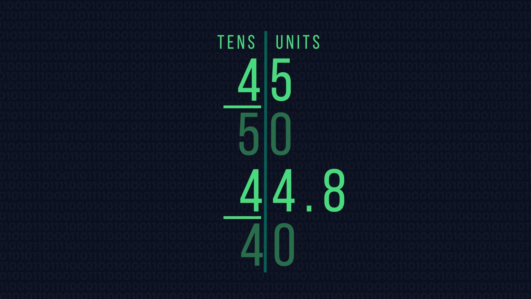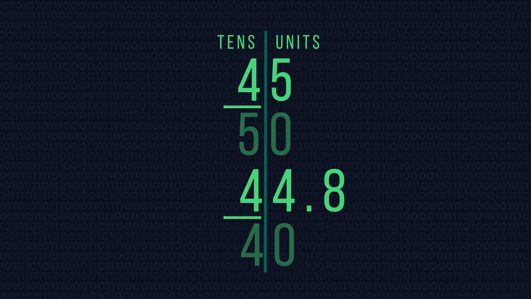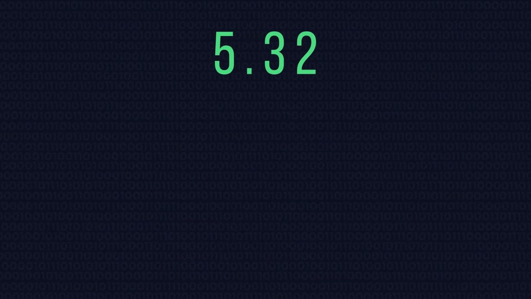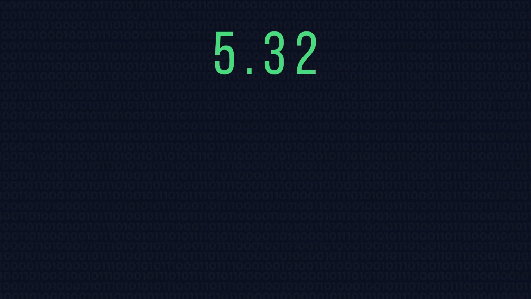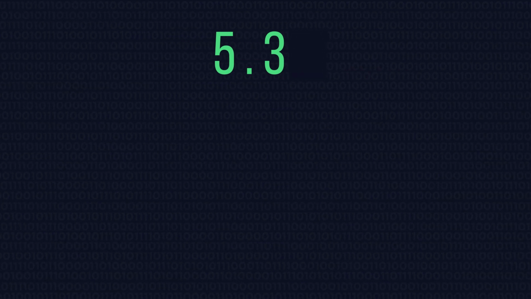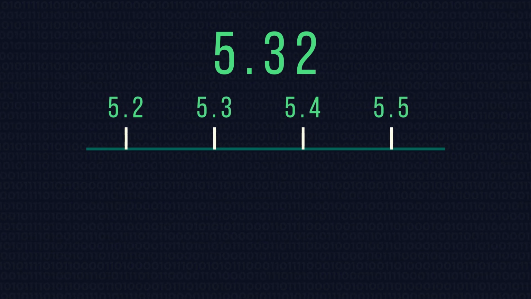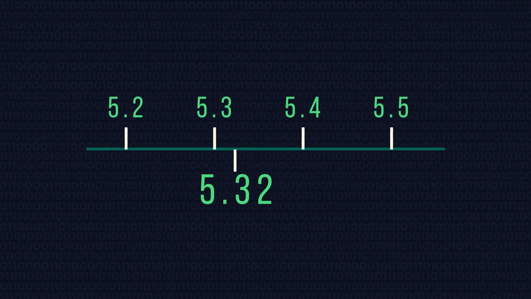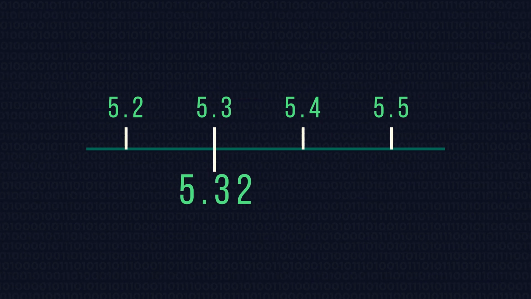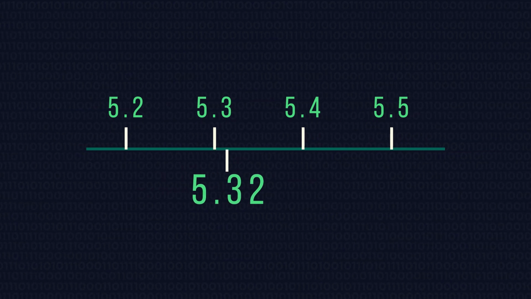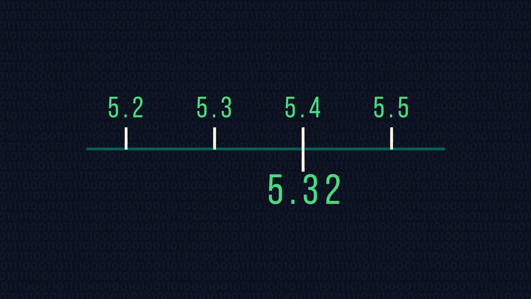Let's put this into practice with decimals. If we want to round 5.32 to one decimal place, this means we need one digit after the decimal point. Imagine if we placed 5.32 on a number line. We would either round it to its lower value, 5.3, or upper value, 5.4.